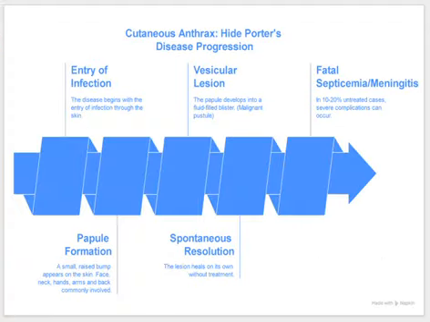Cutaneous anthrax, also known as Hyde-Porter's disease, starts when spores enter the skin. It begins with a small bump, often on exposed areas like the face or hands. This bump turns into a fluid-filled blister called a malignant pustule. Sometimes the lesion heals on its own, but if untreated, it can lead to fatal septicemia or meningitis in up to 20% of cases. This progression shows why early recognition and treatment are critical.